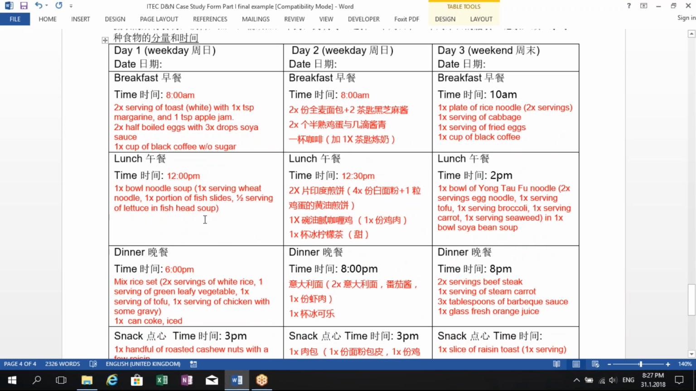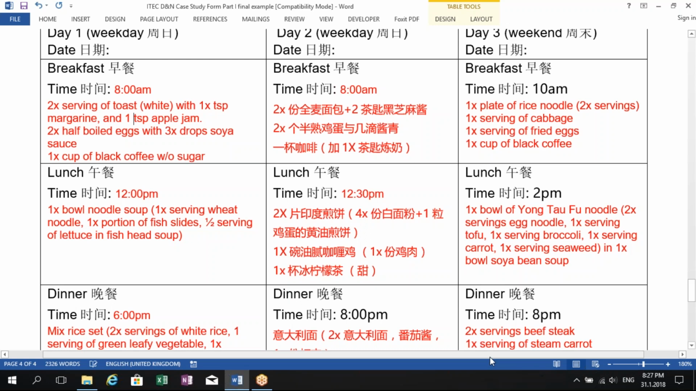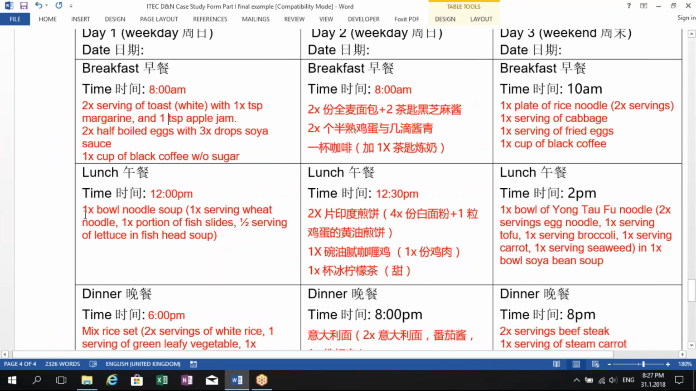Okay, for example, this one bowl of noodle. Okay, if you put this one, you bracket what are the content of it. It contains 1 serving of wheat noodle, 1 portion of fish slice or fish, or half serving of lettuce in fish head soup. This one is very clear to me. Can 1 portion can, but it's better if you all put serving. For standardization, it's better to use serving. But portion and serving is exchangeable.